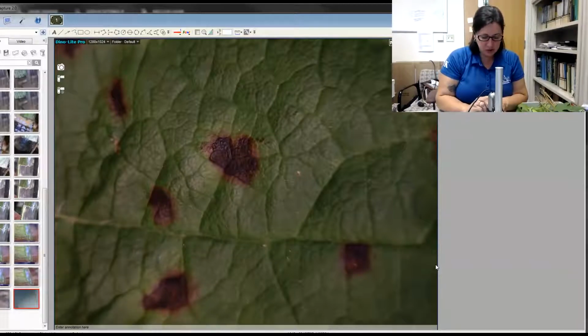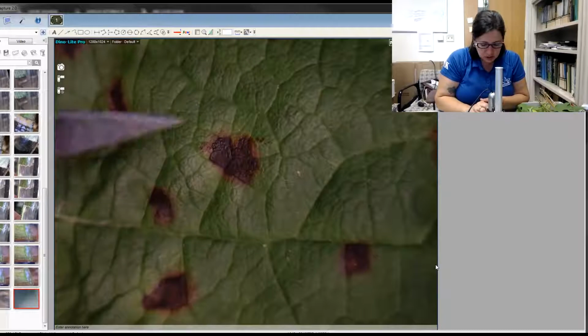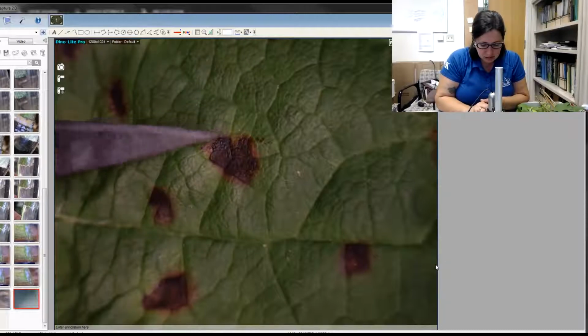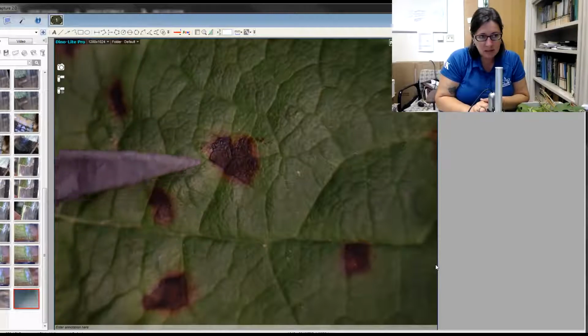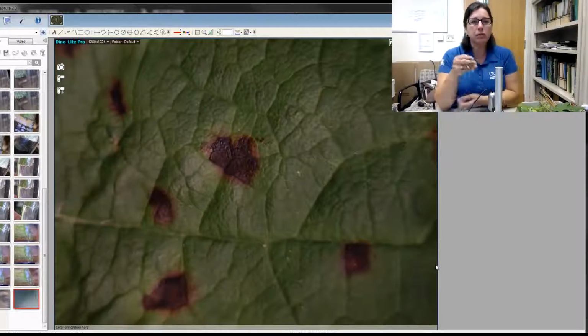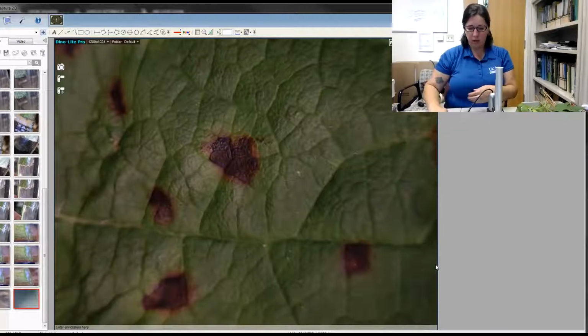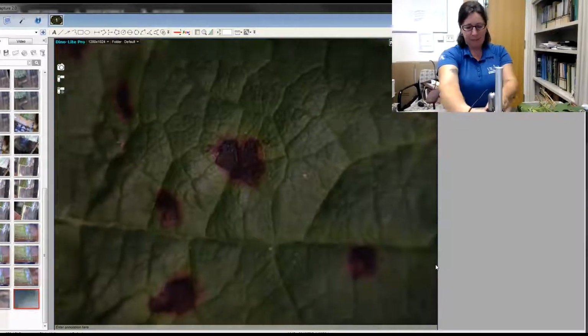Let me see if I can show you again. I was struggling last time. Do you see the edges of this pathogen? See, they're a little bit raised. That can be common. You see the dark margin? It's a little bit raised if you saw it closer. Let me see if I can go down again.